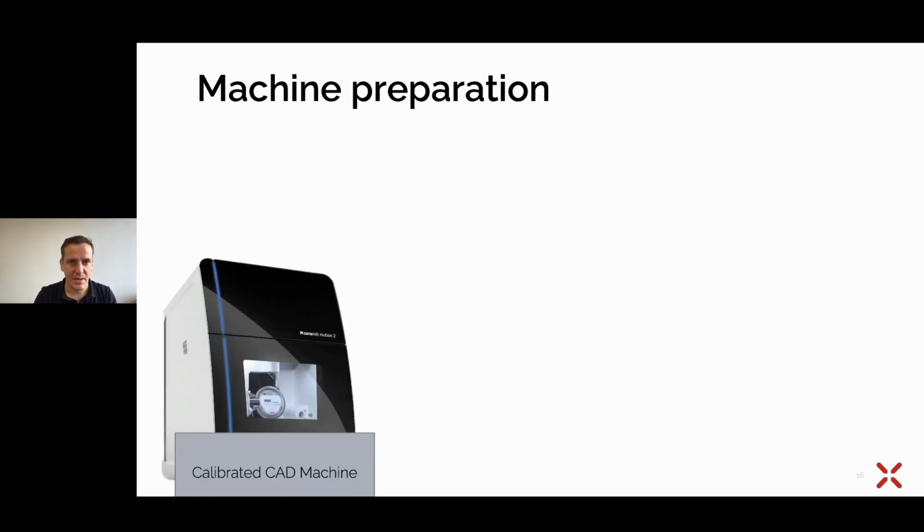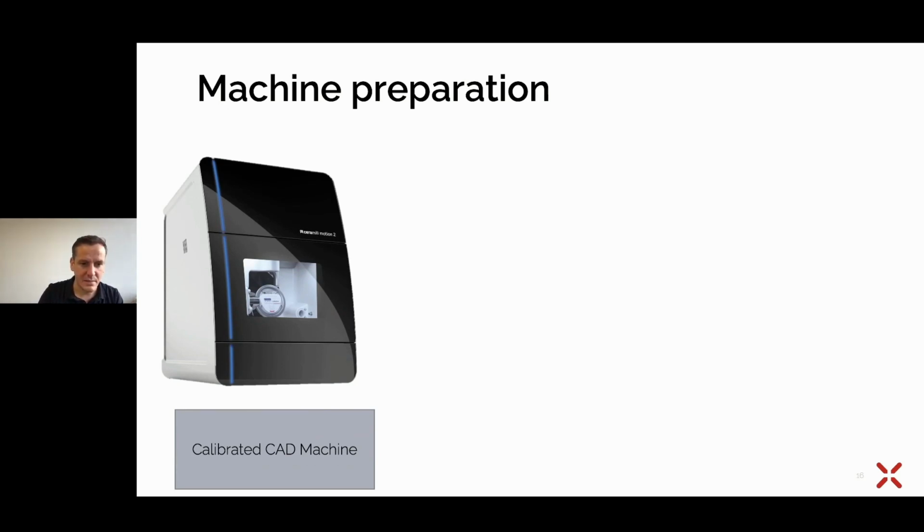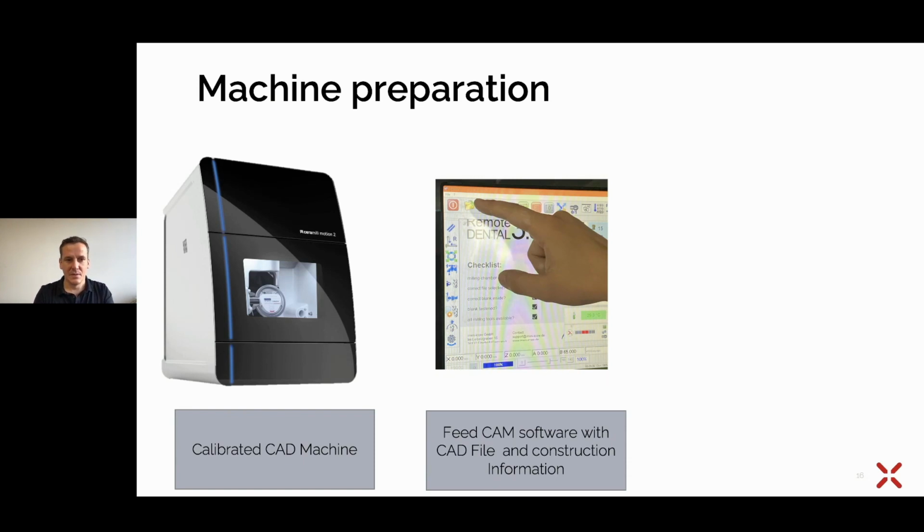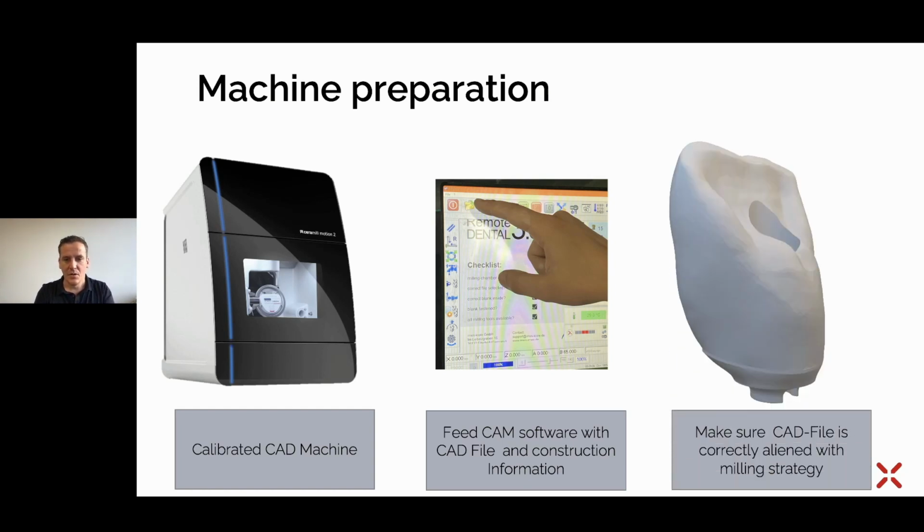The machine preparation: you have a certified, calibrated CAM machine, and you have to feed the CAM software with the CAD file and the construction information. So you not only send the STL file, you also always have to send, with the designed CAD design, the construction information of your to-be-milled restoration, for example a single crown. Make sure the CAD file is correctly aligned with the milling strategy. So you get this into your software, and then you need to control whether these milling strategies, which we saw before, are exactly aligned and perfectly in position.